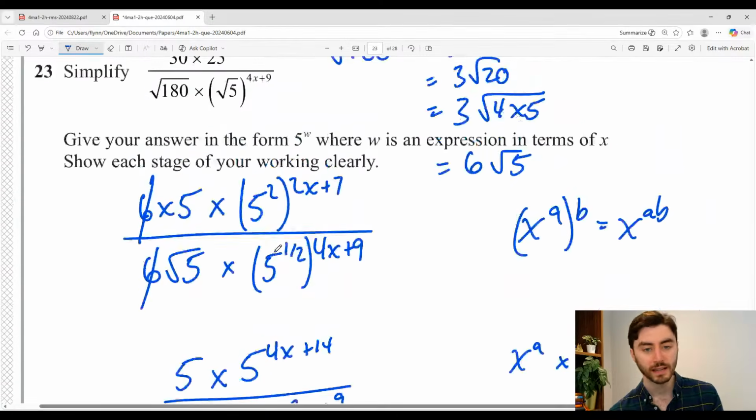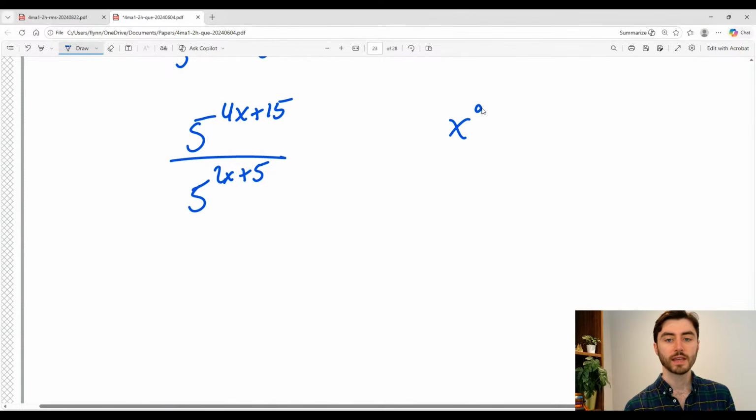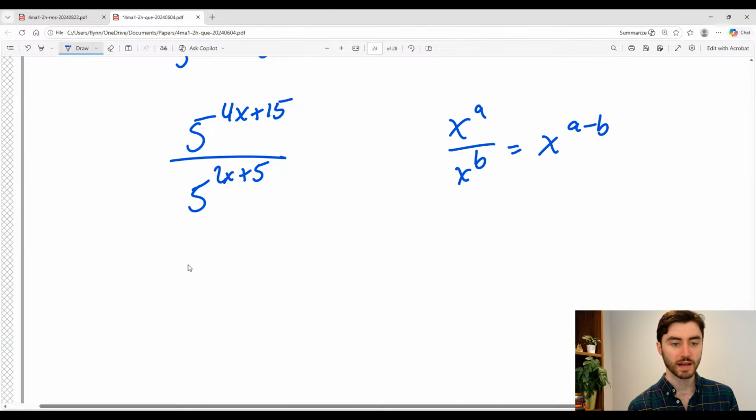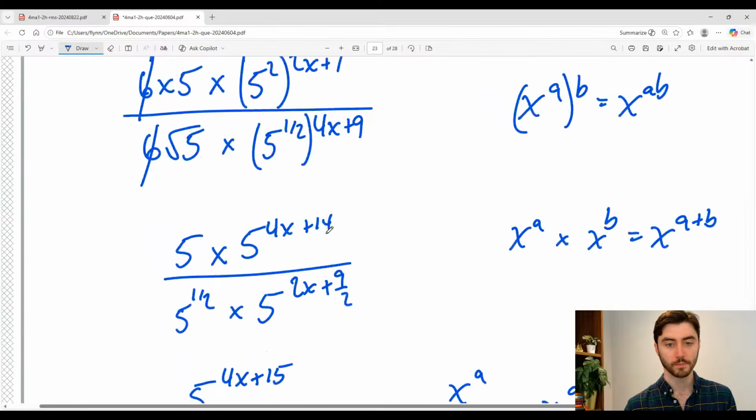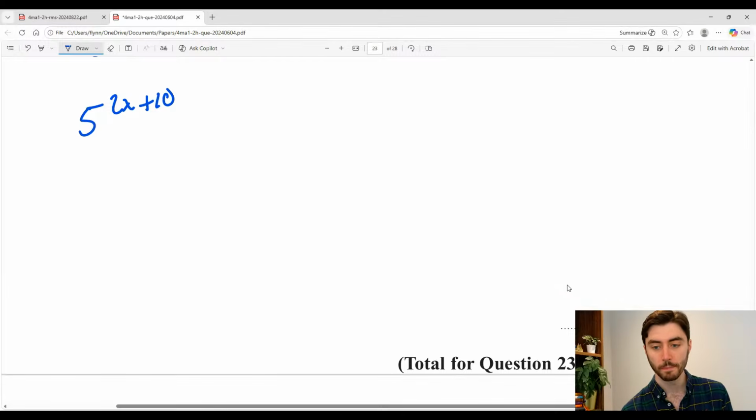And finally, we use the power law that x to the a all over x to the b is equal to x to the a minus b. So we can subtract these powers and get final answer of 5. 4x minus 2x is 2x. 15 minus 5 is 10. And that is my final answer. So it's 5 to the 2x plus 10.